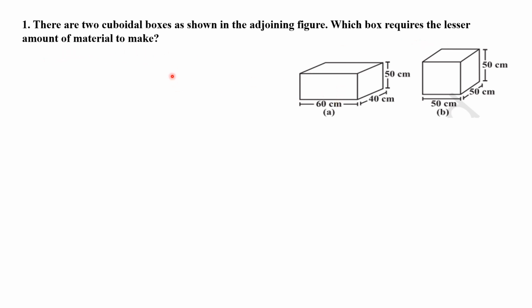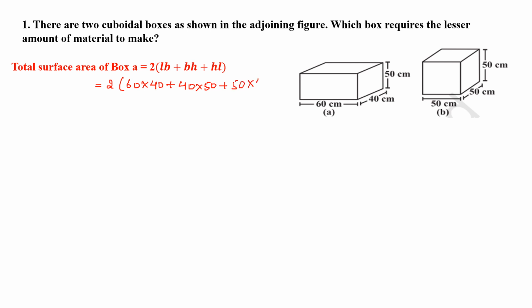Now to find which box requires lesser amount of material, we have to find the total surface area of both the boxes. Okay, so now if you see the first box, this is a cuboid, right? So total surface area of the cuboid is 2 times length into breadth plus breadth into height plus height into length. Now I'm going to substitute all the values. So from here, if you see, length is given as 60, breadth is 40. So 40 into 50, height is 50. And again height into length means 50 into 60.